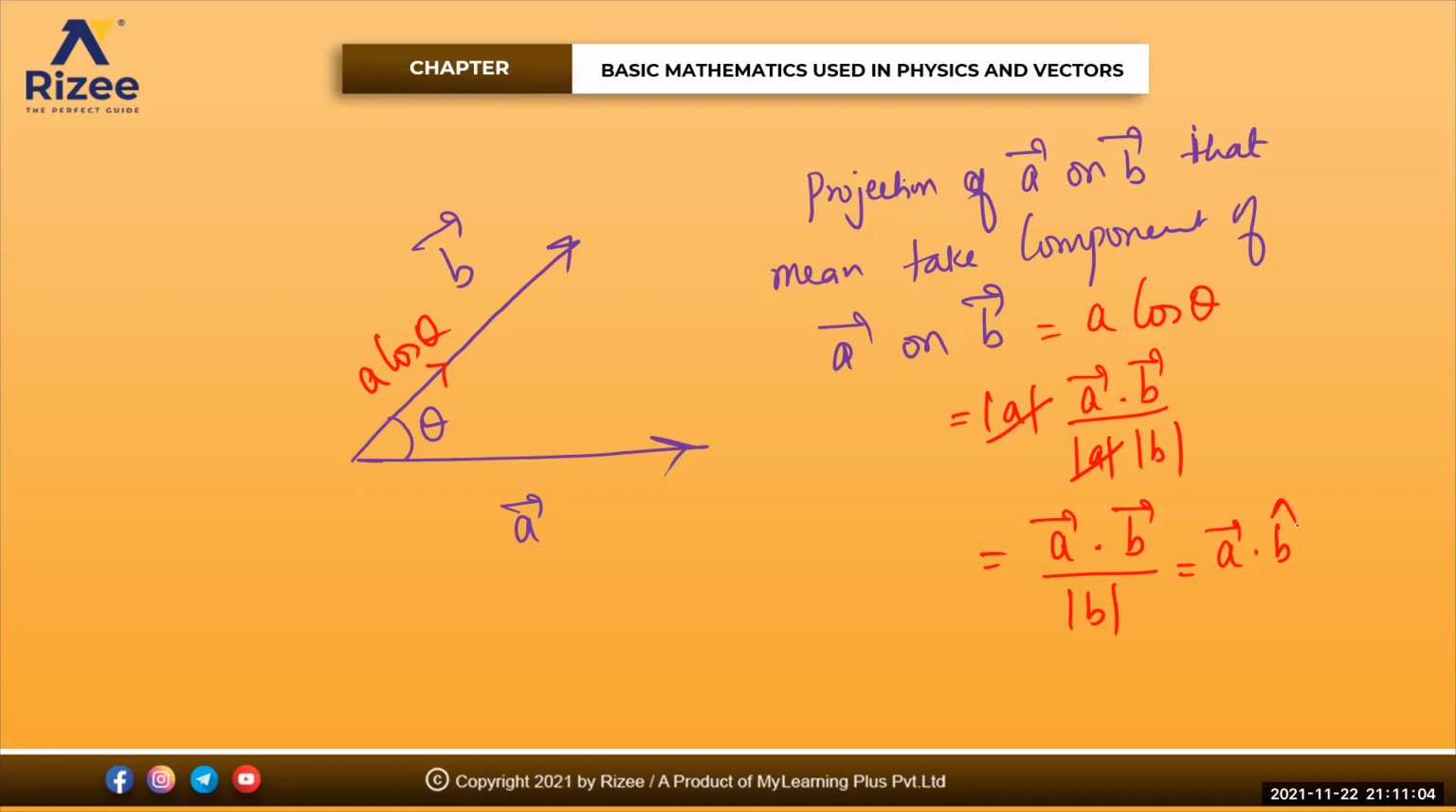This one is your A sin theta. Wherever theta is, that side is cos. Sin is perpendicular to this one. Sin theta is not on B now. What is on the B? What is the component of A on the B? A cos theta. Is that clear? Is that clear?